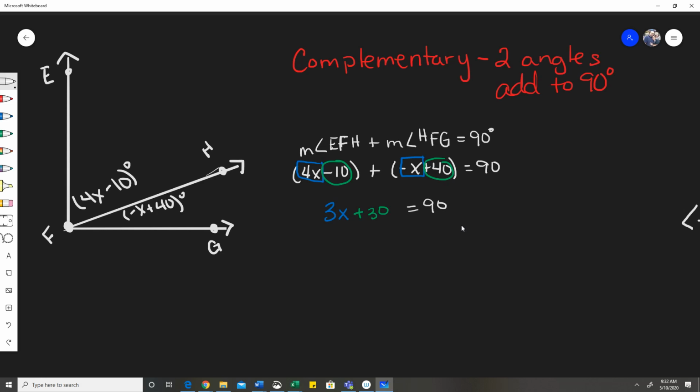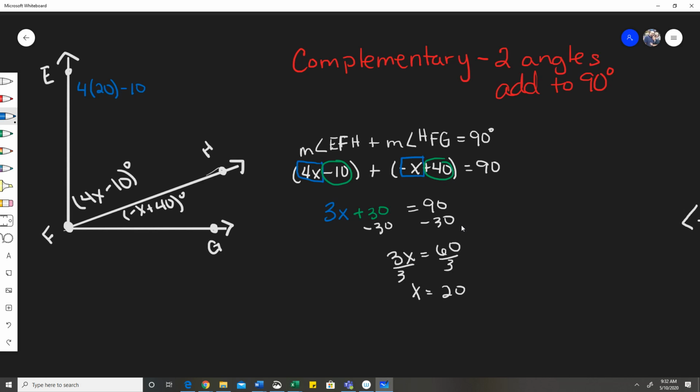All we're doing at this point is solving the equation for x. So I'll subtract 30 to get 3x equals 60. I'll divide by 3 to get x equals 20. Now that is not the measurement of our angles. That is just x. So to find the measurement of our angles, if I want to come over here to EFH, I need to do 4 times 20 minus 10, to find out what it is.